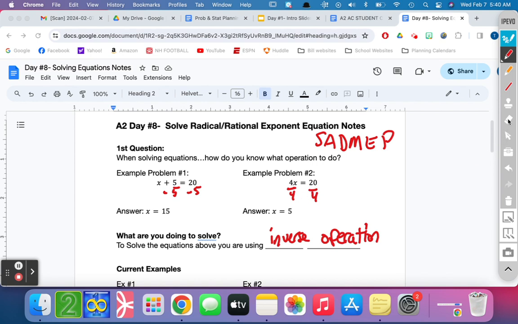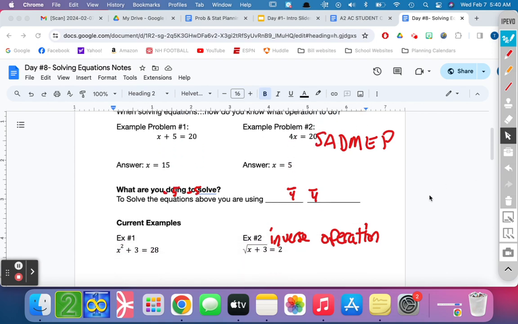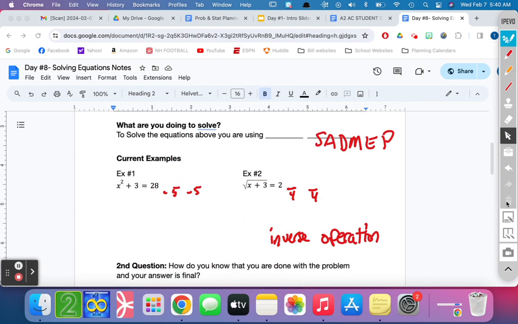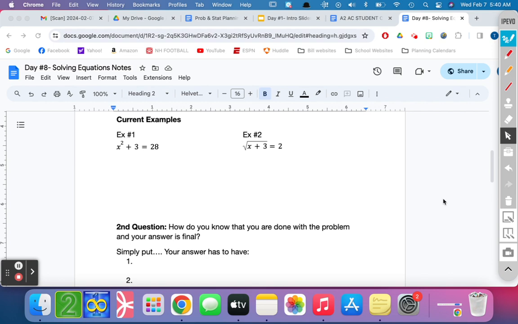Okay, so Stackhouse, where are we going with this? Why all of a sudden are we talking back basics like this? Okay. Because the same thing for inverse operations is applicable to our current stuff. So these ones have exponents, and this one has a square root symbol, but we know we could rewrite that as an exponent. Okay, so I'm just going to follow that order of operations that I talked about, SADMEP, because it's PEMDAS backwards. I'll subtract the 3 from both sides. So x squared is equal to 25. Done. Nope, just kidding. Haha.